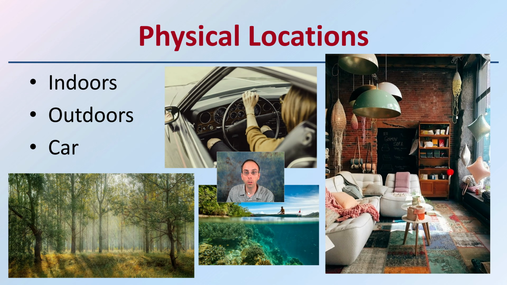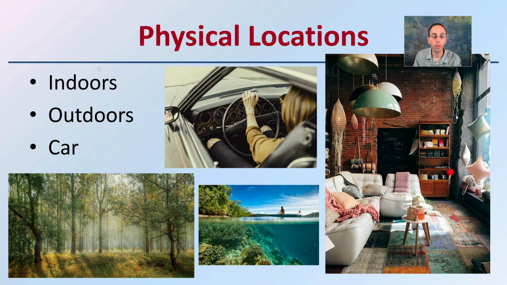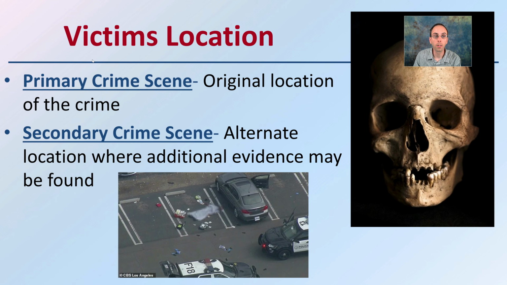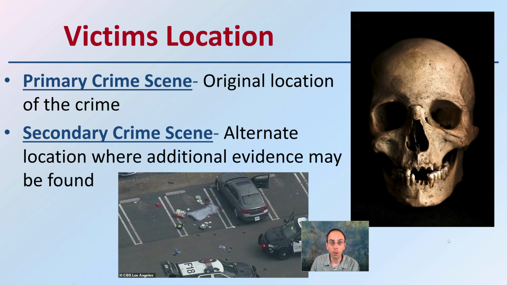Then we have our physical locations. Keep in mind that we have indoor locations, we have outdoor locations, and we can have car or vehicle locations. All of these have their own challenges, so we must take them all into consideration and be able to handle any of these, because sometimes we even have multiple physical locations involved. Now, a victim's location specifically, we're looking at a primary crime scene, because this is the original location of the crime.